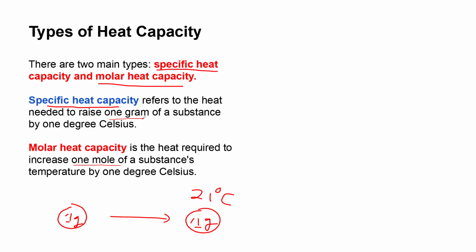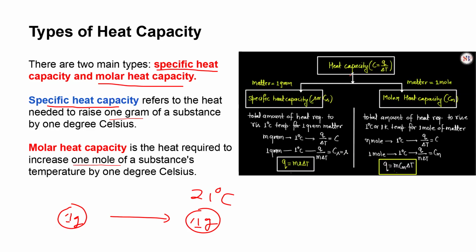In the case of molar heat, we are talking about 1 mole of a substance. And in the case of specific heat capacity, we are talking about 1 gram of a substance. So as we can see, ladies and gentlemen, this is the heat capacity and its measures, and it has a formula of Q all over delta theta.